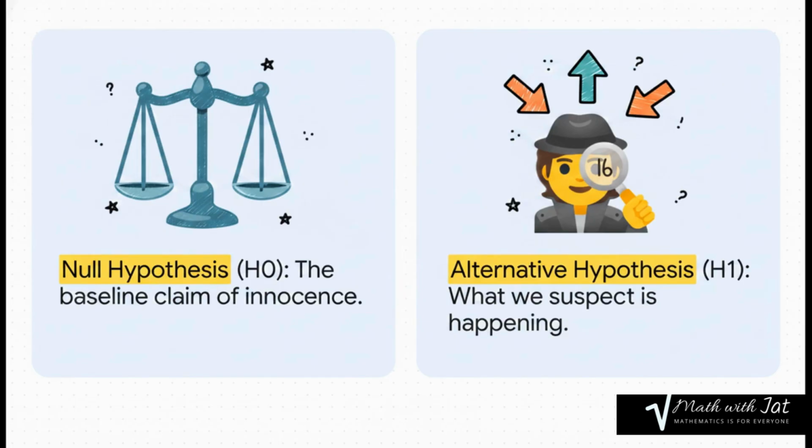First up is the null hypothesis, or H0. Think of this as our innocent until proven guilty baseline. It represents the population mean exactly as the company claims it to be. On the flip side is the alternative hypothesis, or H1. This is what our investigation suspects might actually be happening out there in the real world. Perhaps the true mean is strictly less than, strictly greater than, or simply just different from that baseline claim.